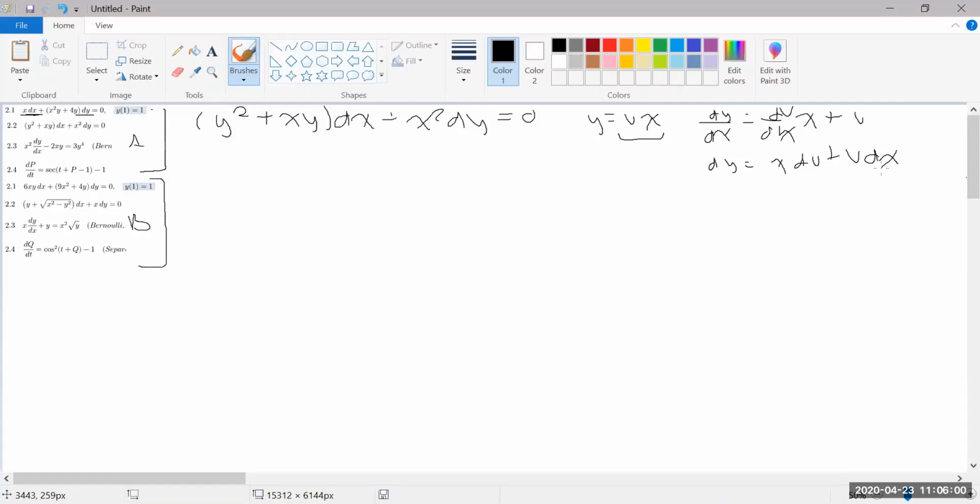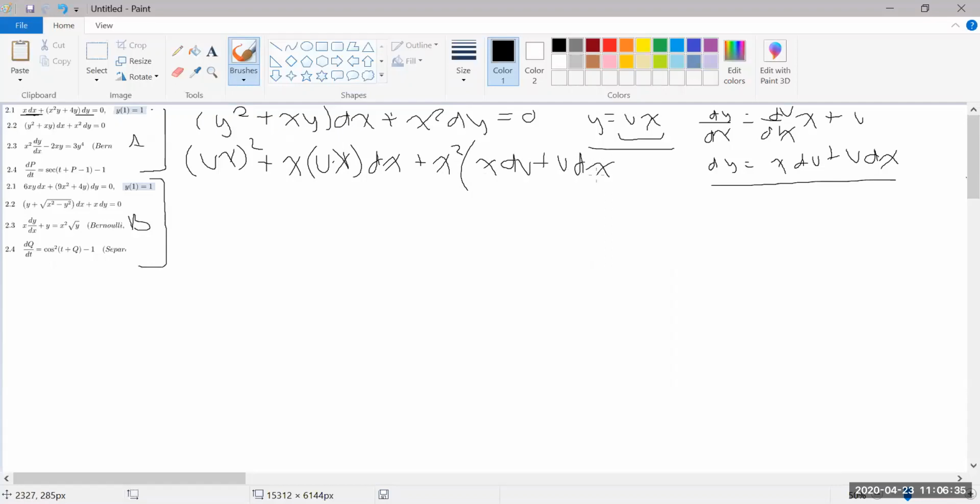So we're going to start our substitution. Everywhere you see any of these terms, we're just going to plug in to our original. So our y squared, we have (u times x) quantity squared plus x times ux, all dx, plus our x squared, and then times our dy term, which is x du plus u dx. And it's still equal to 0. I have a bad habit of dropping that, but don't.